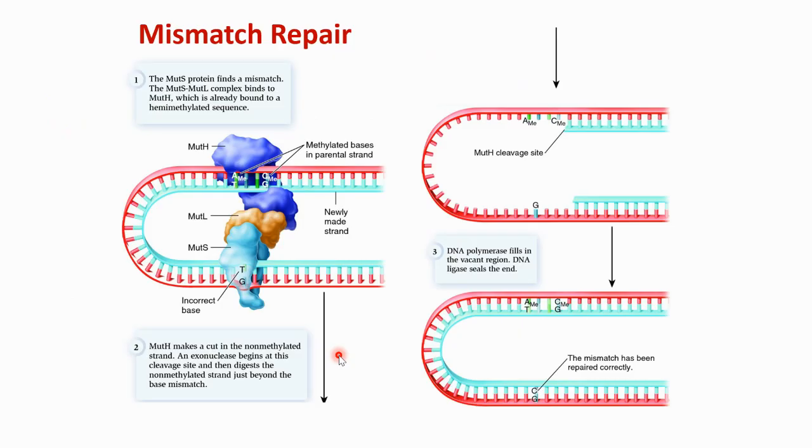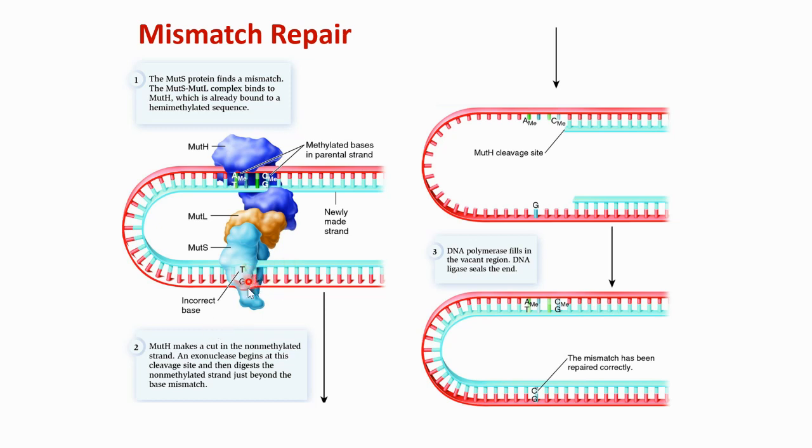Next is the mismatch repair mechanism. So sometimes a mismatch is created during the replication process. Suppose this is guanine, and it should have bound with the cytosine here, but thymine is wrongly added in the newly synthesized DNA strand, because the DNA polymerase enzyme sometimes can add a wrong base in the strand. So this wrong base should be removed. This is known as a mismatch.